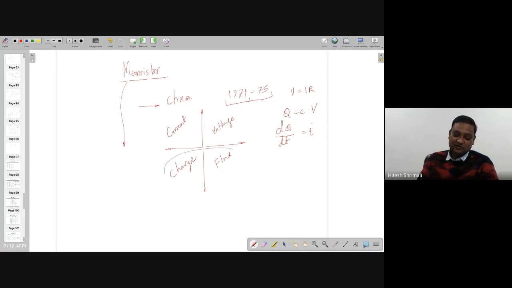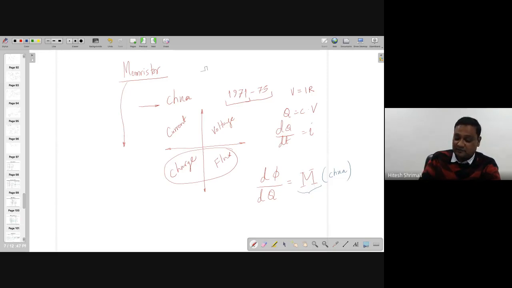So he thought about this one, and he told that d phi by dq, I'm going to define as a new quantity with the capital M. So now you can remember him forever, Chua, right? The unit of this M is the memristor, which is a resistor, but can remember things also. The symbol looks like this. This is the memristor symbol. So that is what he told.